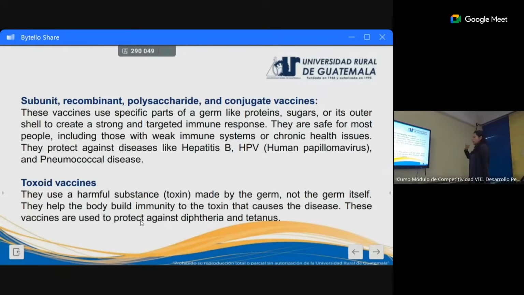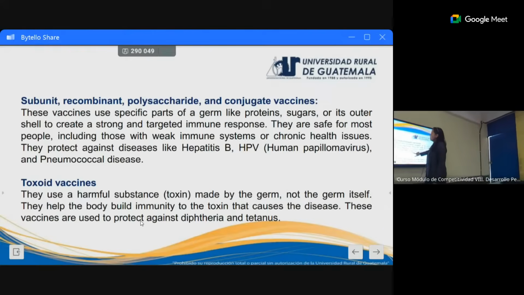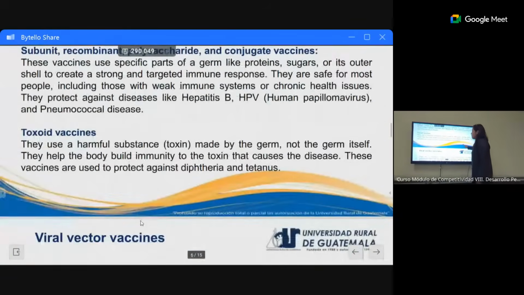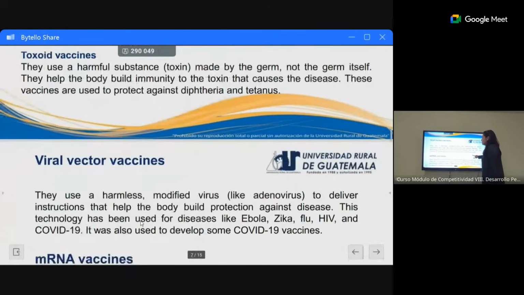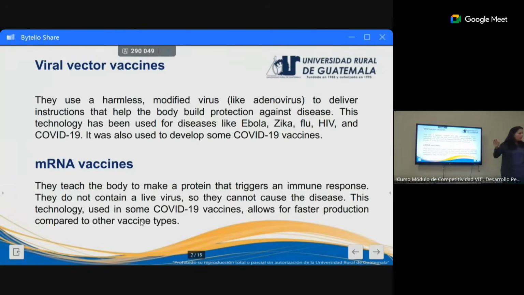Okay, but then we have the toxoid vaccines, and it says that they use a harmful substance called a toxin made by the germ, not the germ itself. They help the body build immunity to the toxin that causes the disease. These vaccines are used to protect against diphtheria and tetanus. You see? So we have like four types here. And then we have more types of vaccines, these ones called the viral vector vaccines. These are the last two that we have.